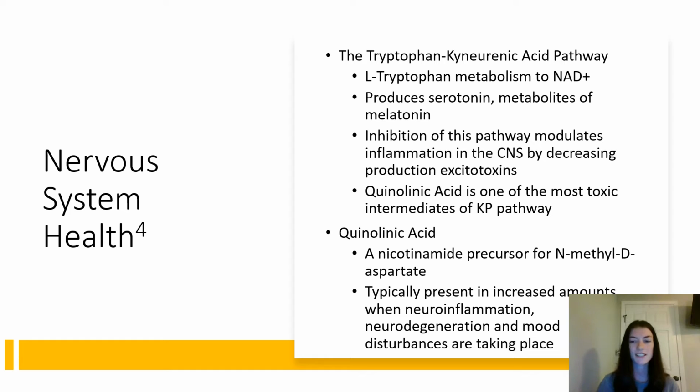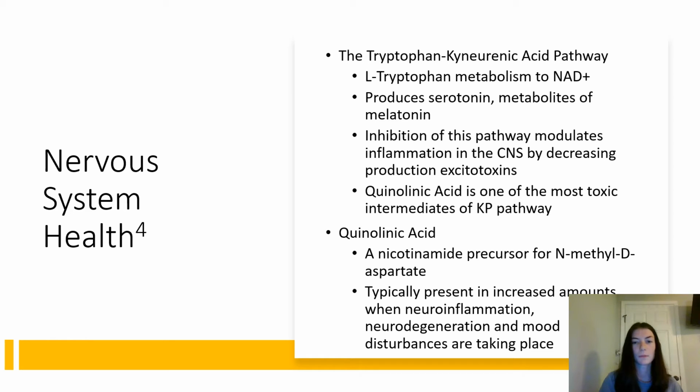The next topic I'll be covering is nervous system health in terms of niacin, and this is a really big topic in the discussion of niacin. The pathway that I'll be covering in this slide is the tryptophan kynurenic acid pathway. This is the pathway that metabolizes tryptophan to NAD, so an important pathway. It produces serotonin and melatonin, which is good, but if NAD doesn't work properly in the negative feedback system to stop this pathway from continuing, then we can also get a buildup of excitotoxins, which is not a good thing.